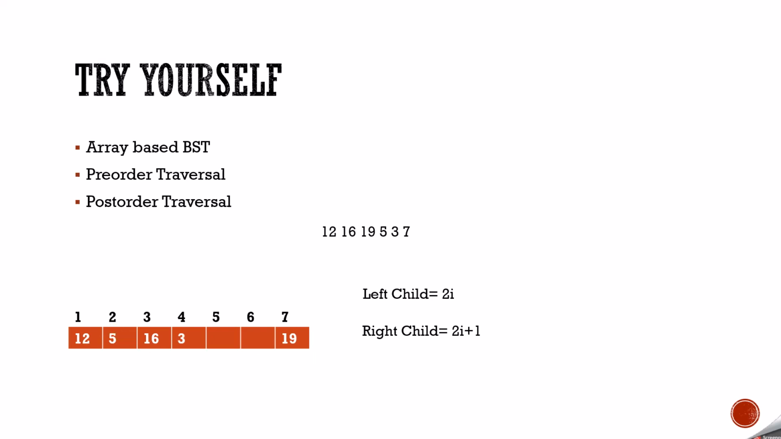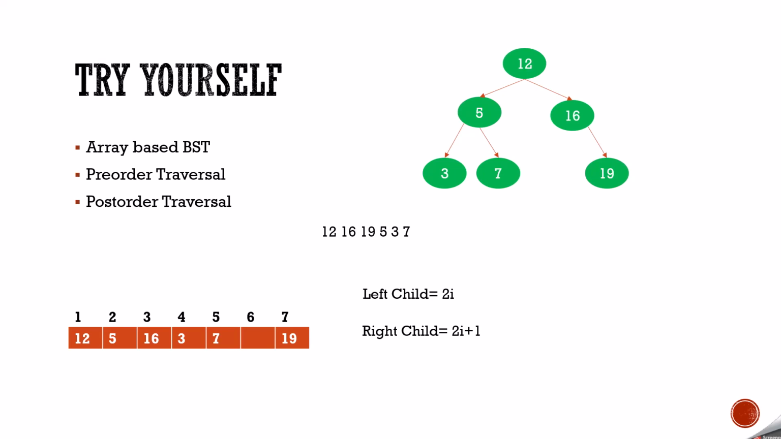Similar to that, I can store the value 7. This way you can think of your own and implement a very simple array-based binary search tree. And in the same way, using the same recursive call, you can try pre-order, post-order and in-order traversal in an array-based binary search tree. So this is the structure. If I take a binary search tree to show you, this is what the tree is going to look like, even in the case of an array.